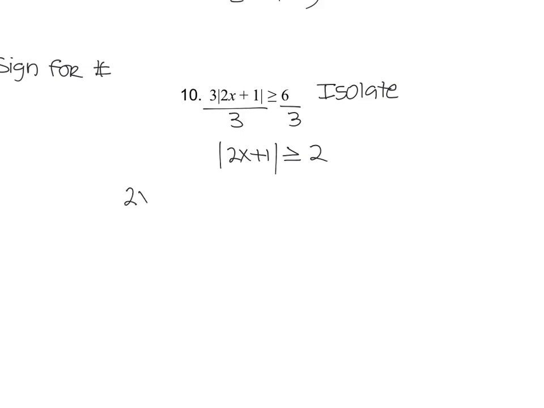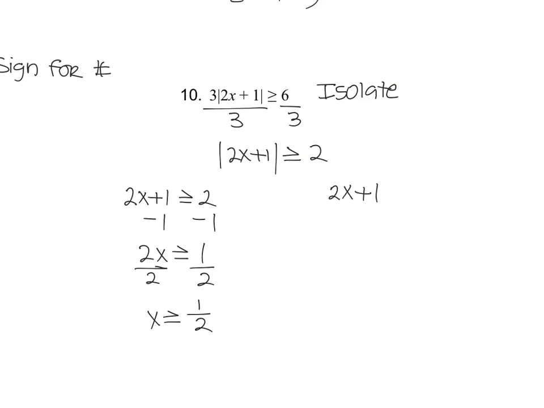So my first one is going to be 2x plus 1 is greater than or equal to 2. My first step is going to be to subtract 1 from both sides. So we get 2x is greater than or equal to 1. Then we're going to divide both sides by 2, and we get x is greater than or equal to 1/2. 1 divided by 2 is not a whole number. It is a nice decimal. It is 0.5, but remember, I still prefer you leave your answers as fractions.